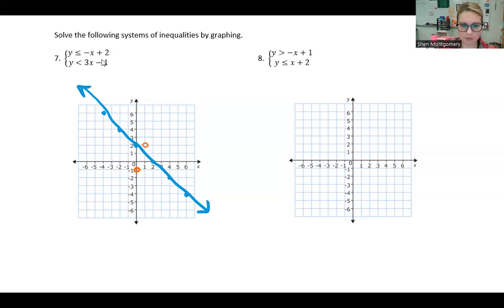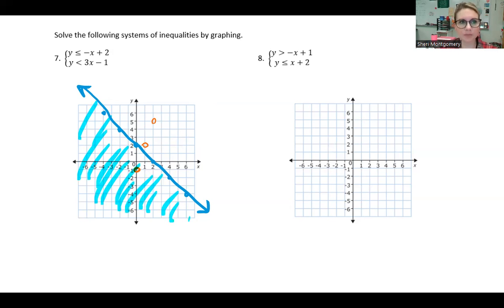Oh, I forgot to shade my other one. Before I get any further, I'm going to shade this one. Both of these look like they are a less than symbol. Less than means shade where? Down. Okay, so for my first one, I'm going to shade down. I'm going to shade down on that one.